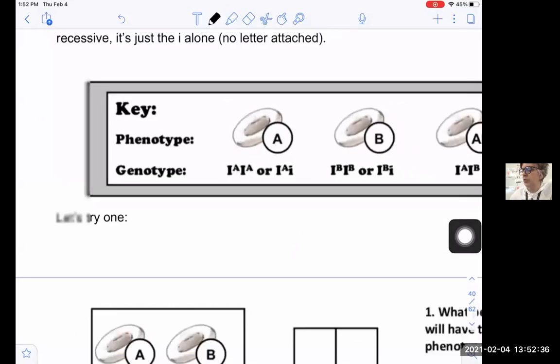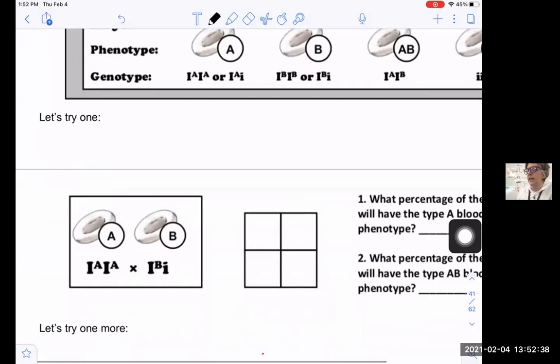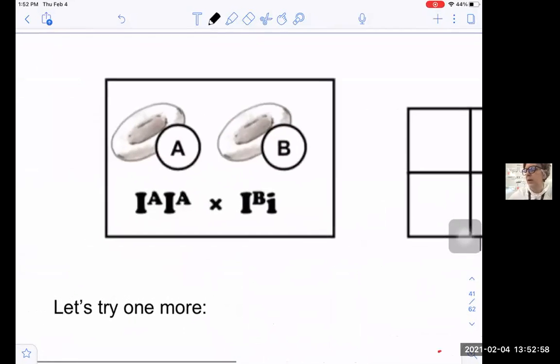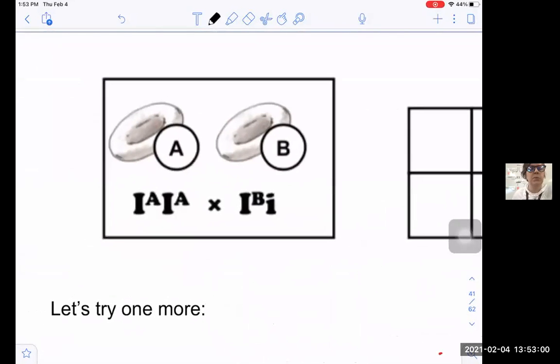So let's work right now at setting up a Punnett square with blood type. Most of the rules that you've learned so far and that you feel comfortable with still apply. It's just that now we must include the superscript, otherwise we're not doing it right. Okay, so here are 2 parents. One has type A blood and one is type B blood.